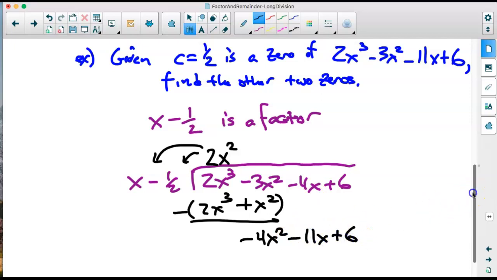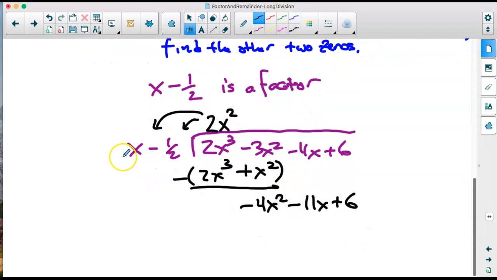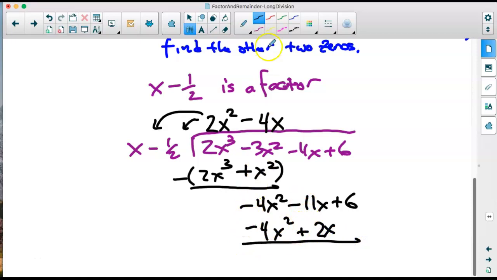We're going to divide again by x. So x goes into this, minus 4x. Okay, so minus 4x times those things is going to be minus 4x squared. A half times that is going to be positive 2x. We're going to subtract. Goes away. It's going to be minus 13x plus 6.